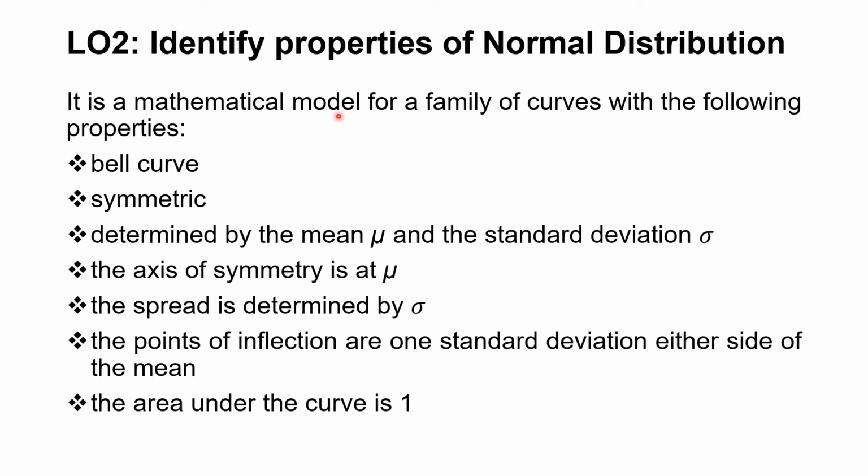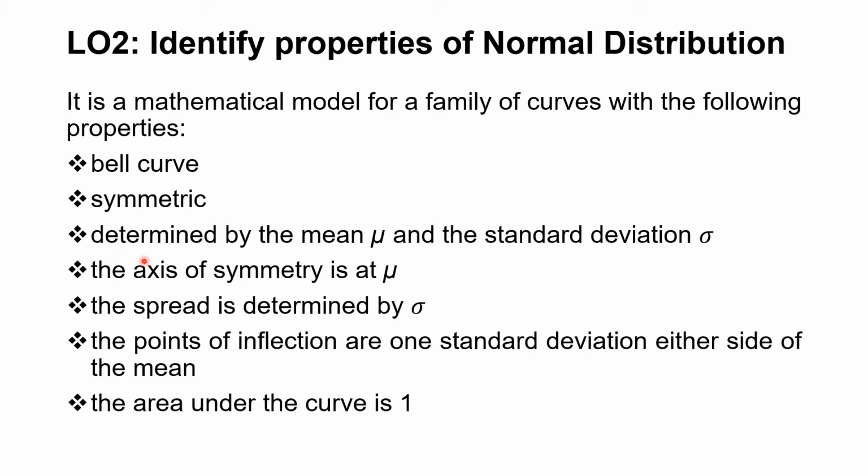So the second learning outcome, we will focus on the properties of a normal distribution. Normal distributions are a family of curves. If you plot the function of a normal distribution curve, it will look like a bell curve. It will be symmetric. You draw a bell curve which is symmetric on the left and right.